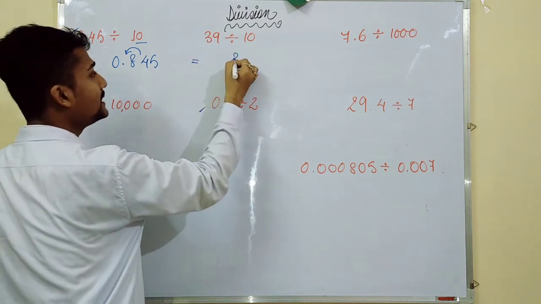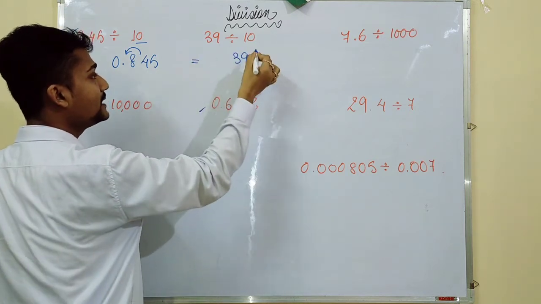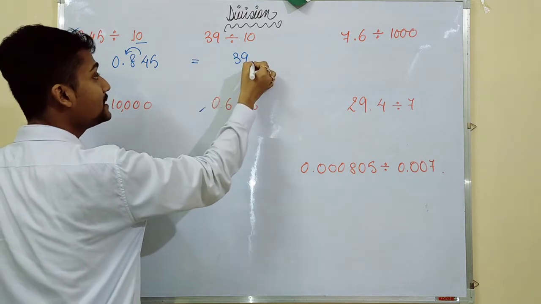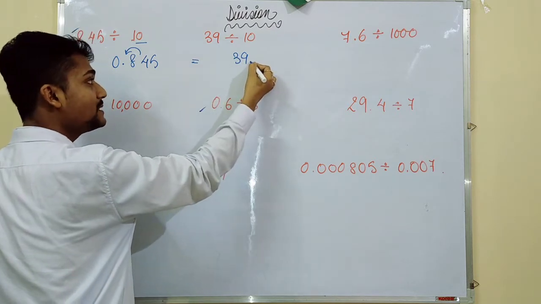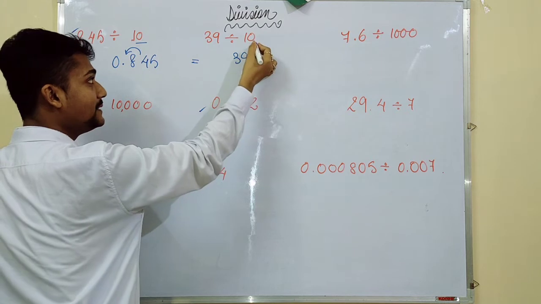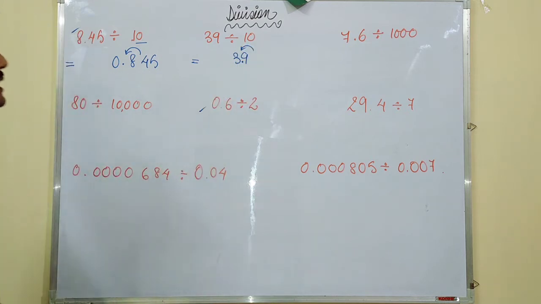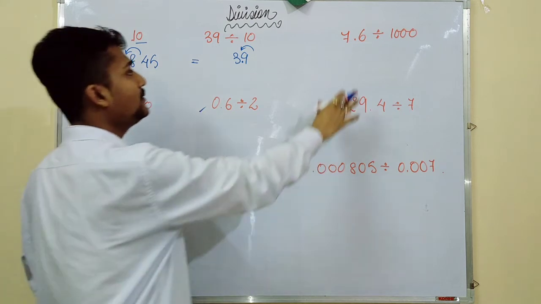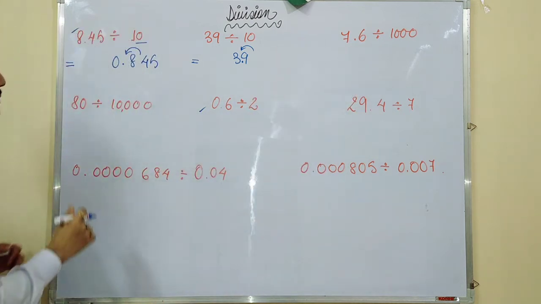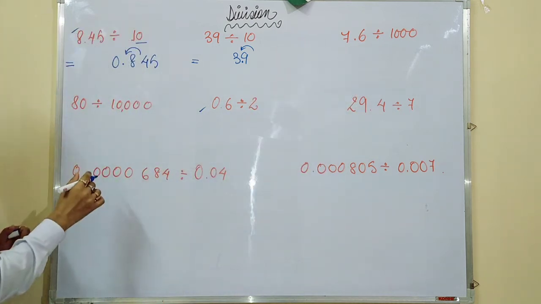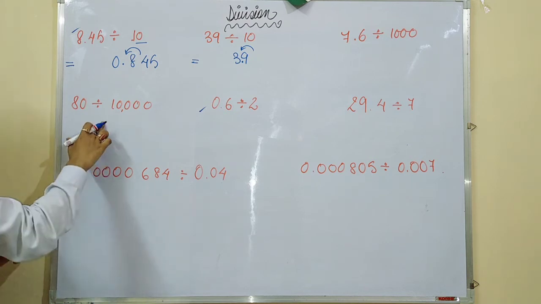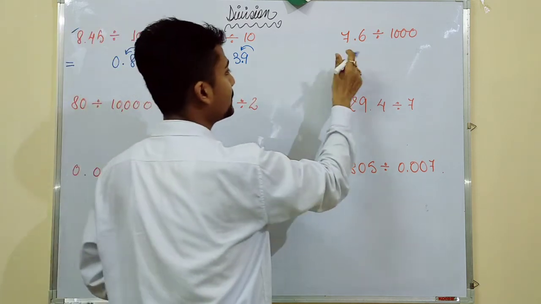Here if you see 39, nowhere can you see a decimal. If the decimal is nowhere, that means the decimal is after the number. That means 39 point. It is divided by 10. That means one time it will come before. So it will become 3.9. I leave this up to you. This part I am doing.